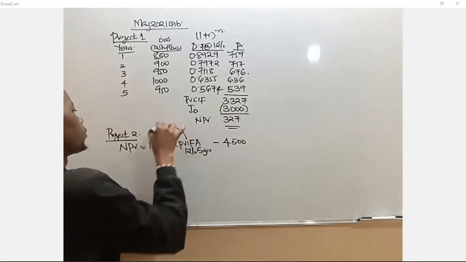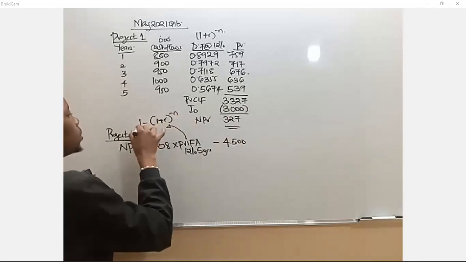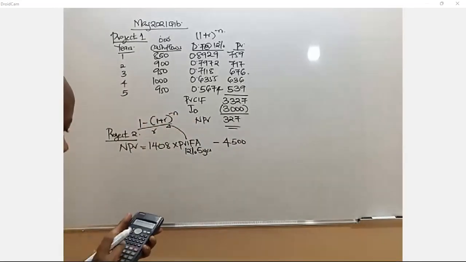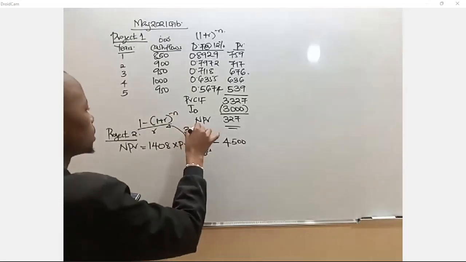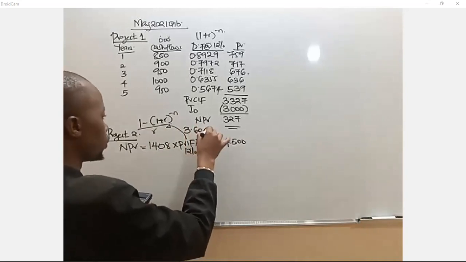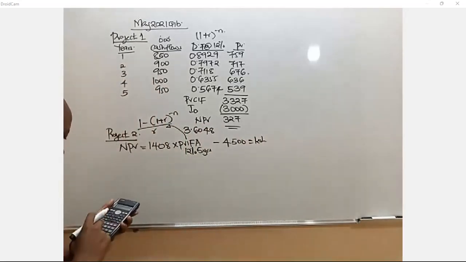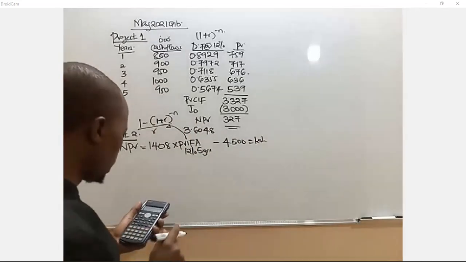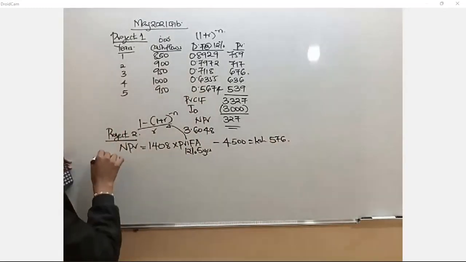If you use the formula which I've already given you severally for the annuity, you'll arrive at what? 1.12 raised to -5, 1 minus that answer, divided by 0.12, getting around 3.6048. So let us get our NPV here. How much is our NPV? It will be 1408 times 3.6048 minus 4,500, and I'm getting 576. Let us go to project 3.